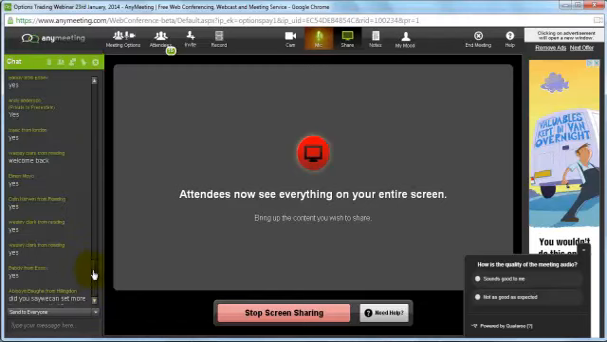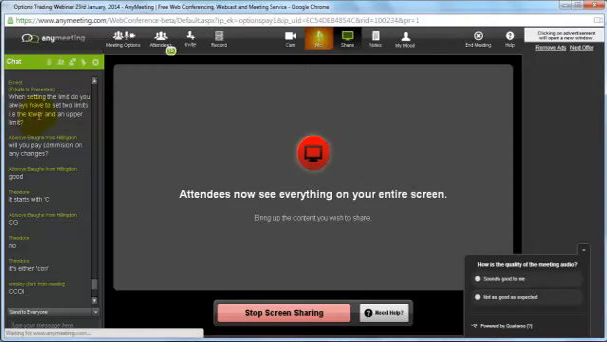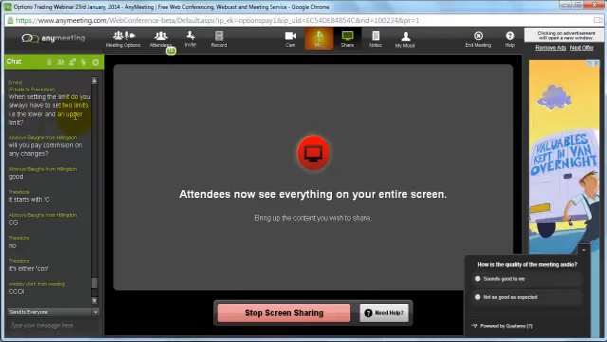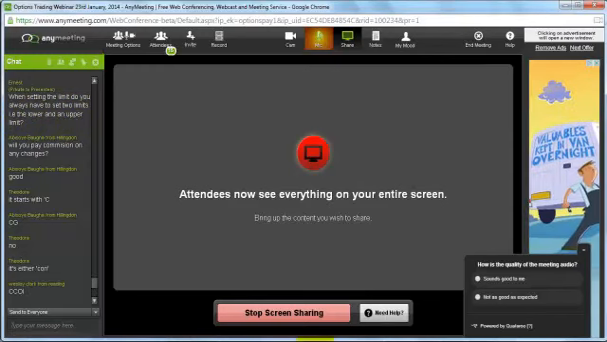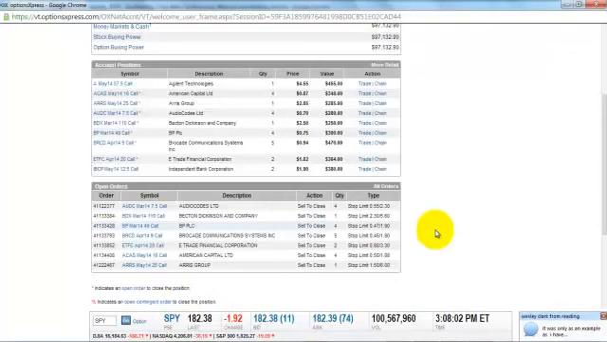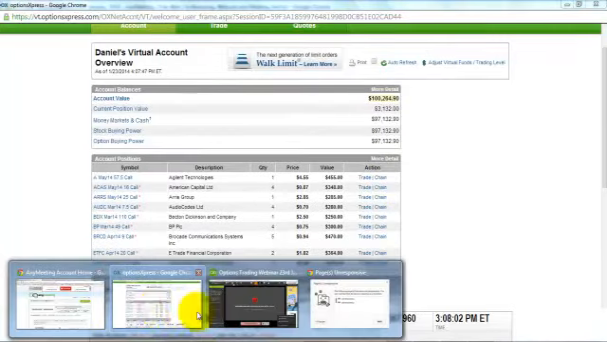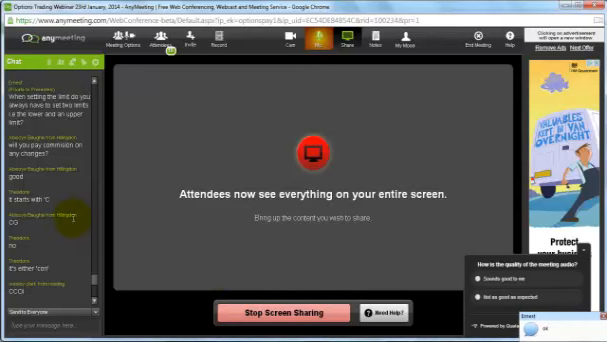Ernest is also asking a question. When setting the limit, do you always have to set two limits, that is the lower and an upper limit? Yes, Ernest, the lower limit is your stop, and the upper limit is your profit target. So you set the lower limit as your stop and your profit target as your limit.